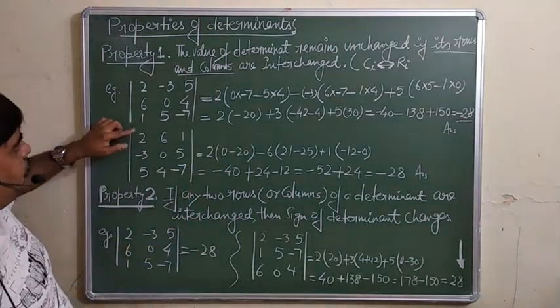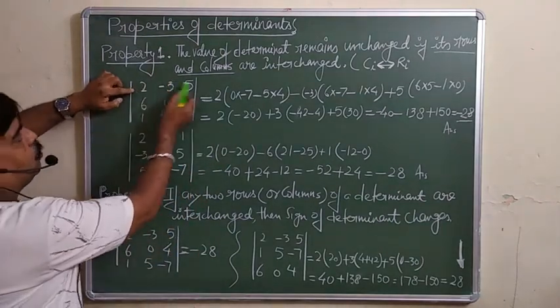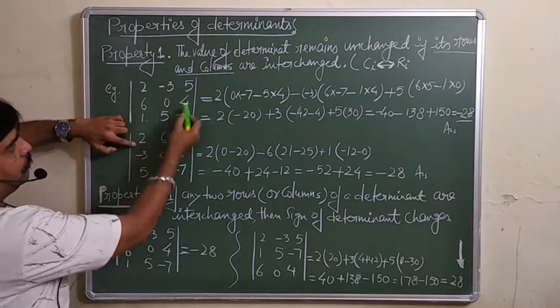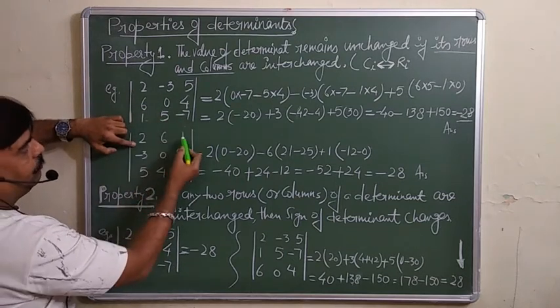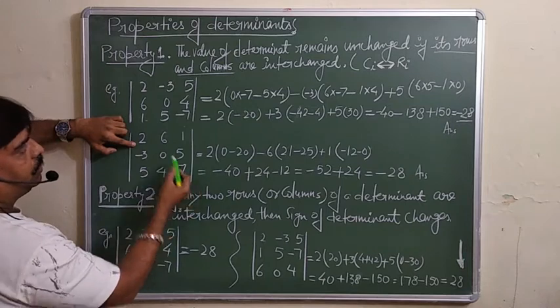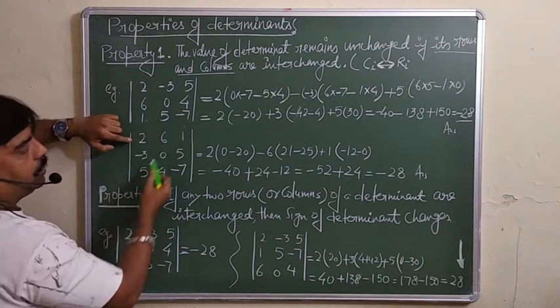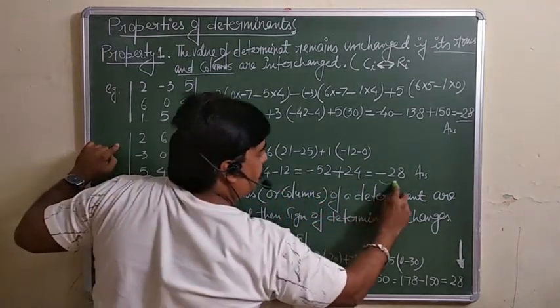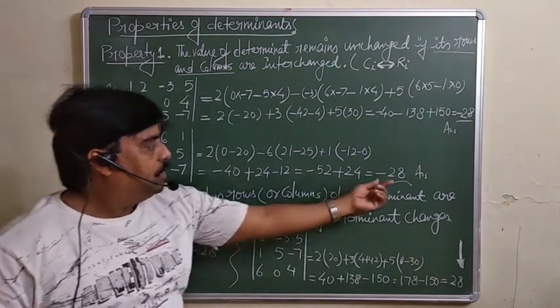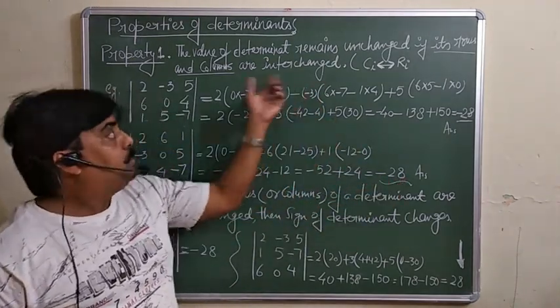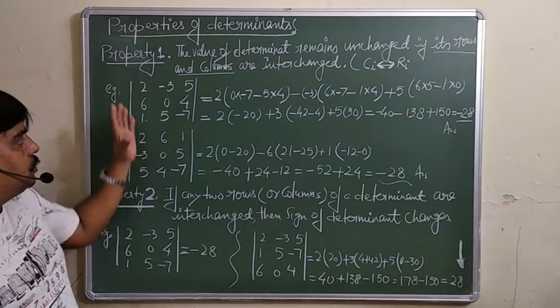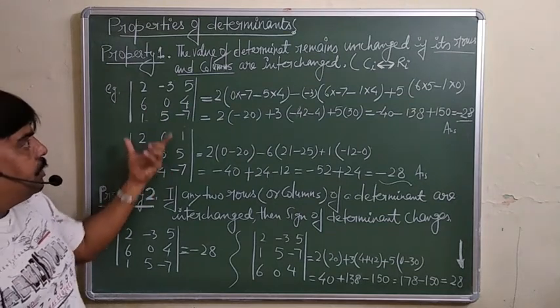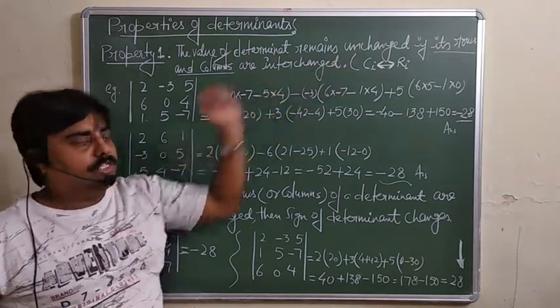And if you interchange the rows into columns, look here: 1, 5, minus 7 used to be a row, then we change it into the column. Then again you are getting the same, which means your determinant is the same, it is not going to change. So if we change all the rows into columns, then the determinant remains unchanged.